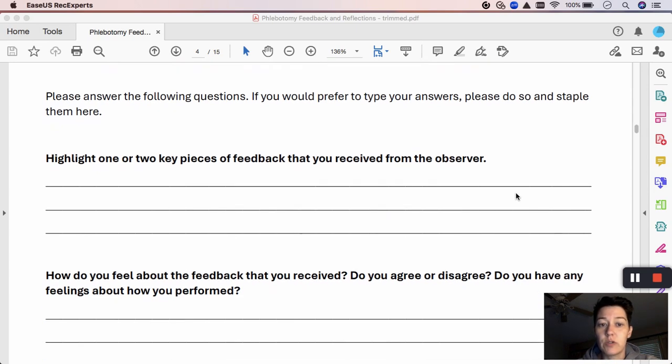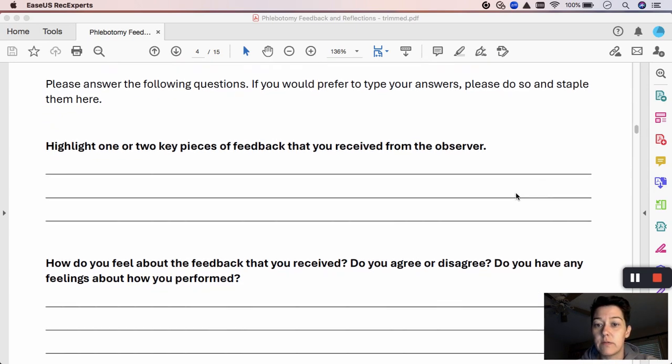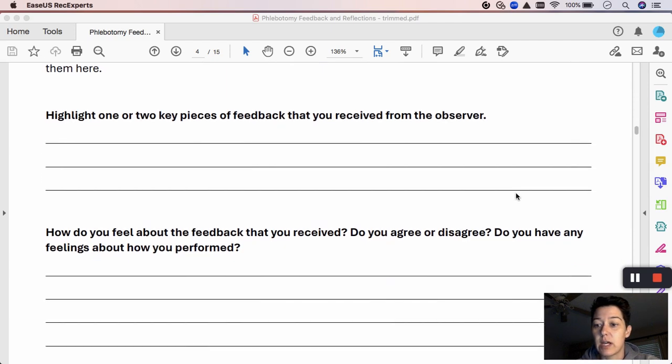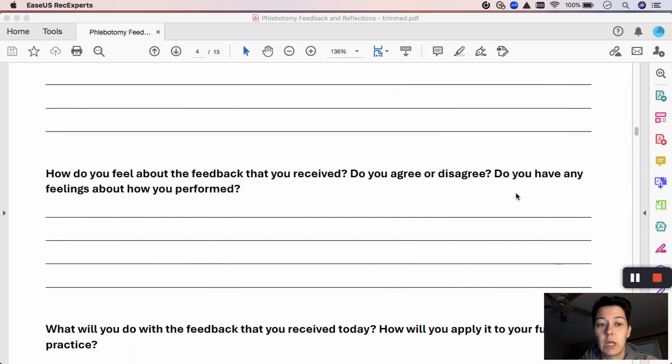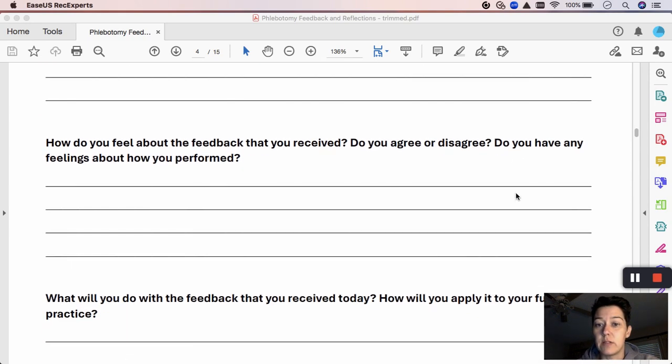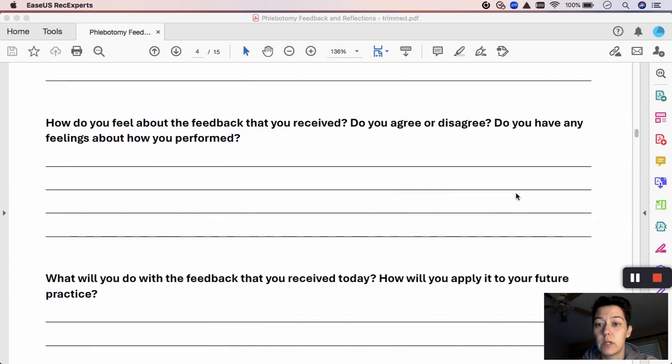So, some of the questions: highlight one or two key pieces of feedback that you received from the observer. So this just kind of helps the phlebotomist summarize the information they were given. How do you feel about the feedback that you received? Do you agree or disagree? Do you have any feelings about how you performed?